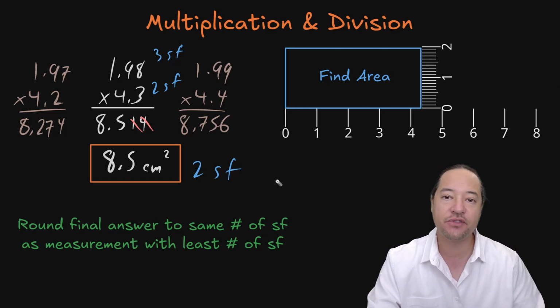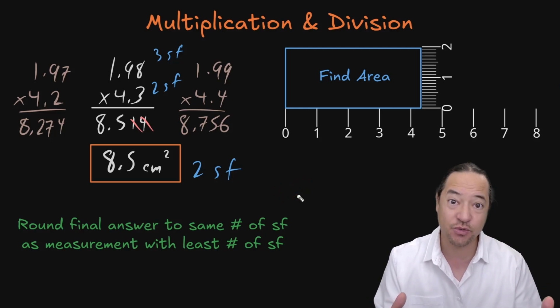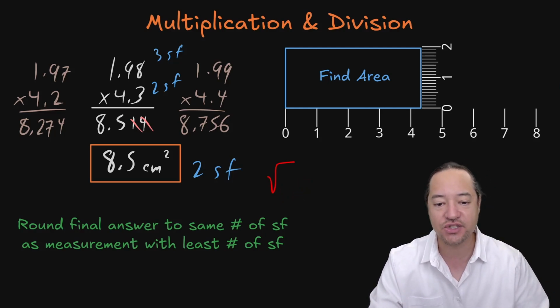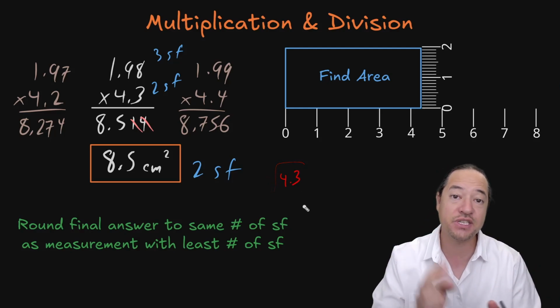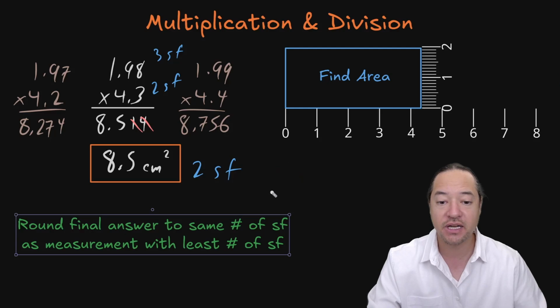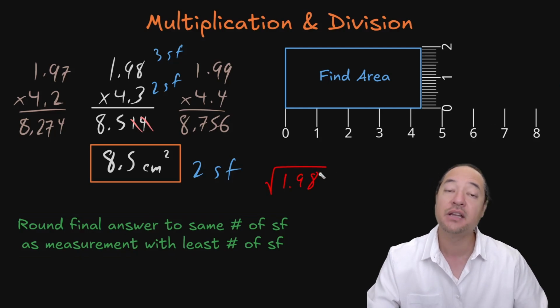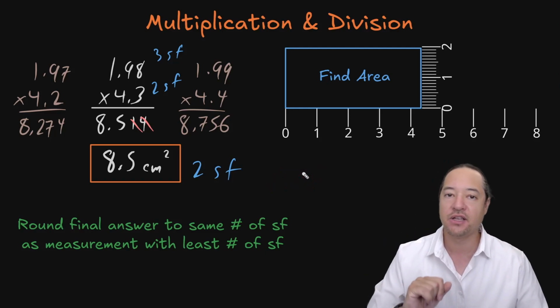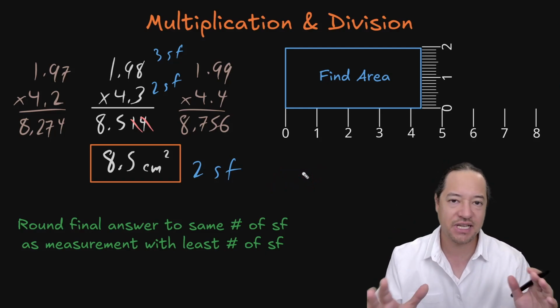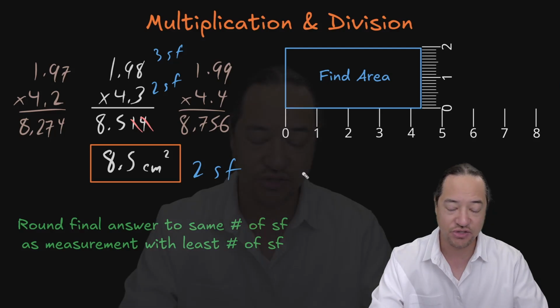You could also imagine if you're doing squares, right? If you took this 4.3 and you squared it, squaring is just repeated multiplication. So you start with 2 sig figs, you have to end with 2 sig figs, right? Same thing if you're doing a square root of 4.3, you'd want to round that off so you only have 2 sig figs in your final answer. If you're doing the square root of 1.98, then your final answer should have 3 sig figs, right? So you round it off. Roots and exponents are essentially repeated multiplications or divisions.